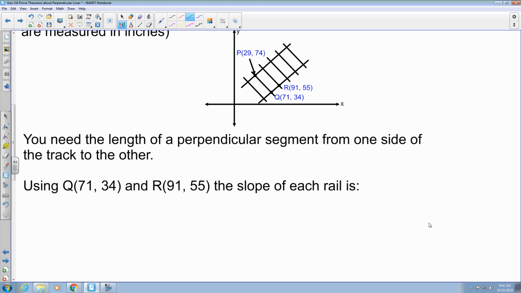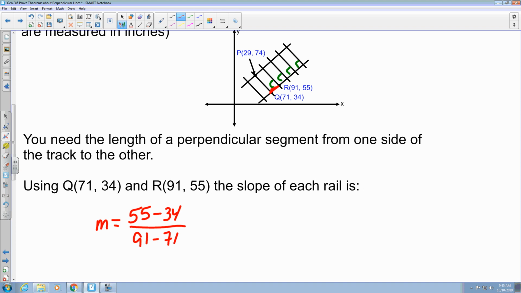Okay, so the first thing they want you to do here is make sure that the lines are perpendicular. They want to know if every single one of these lines is going to be perpendicular. So first things first, they want you to find the slope of QR, which is right here. Since it's coordinates, we can use the slope formula like we did in 3.4. So m in this case is going to equal 55 minus 34 over 91 minus 71.